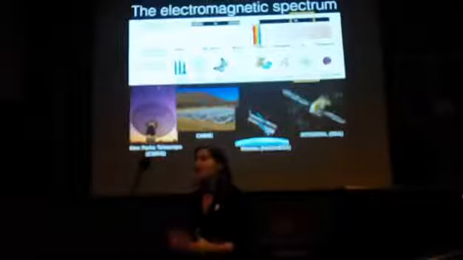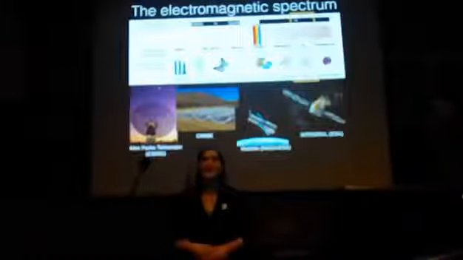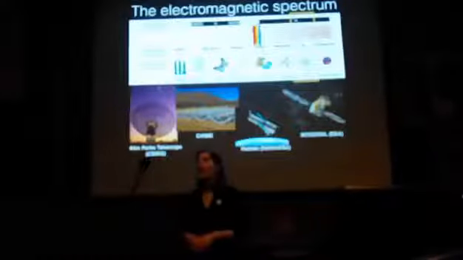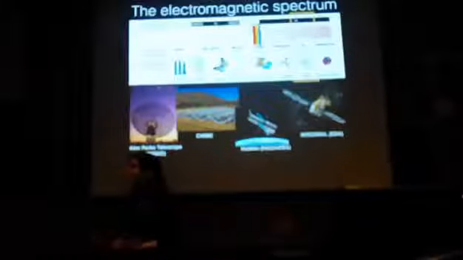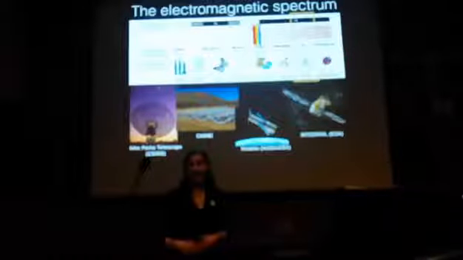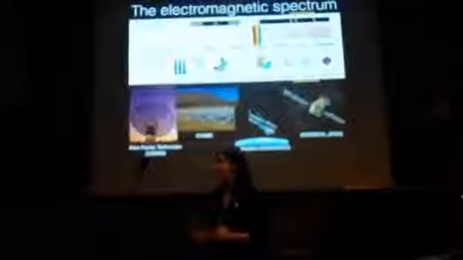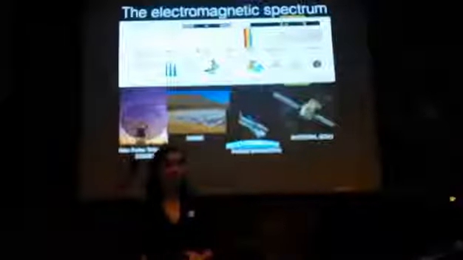X-rays are towards the higher energy side of the EM spectrum, and you can clearly see that these also do not come through our atmosphere on the ground. So if we want to look at something using X-ray light, we have to put a satellite in space. So the majority of the X-ray telescopes that we're using now are all in orbit around the Earth.